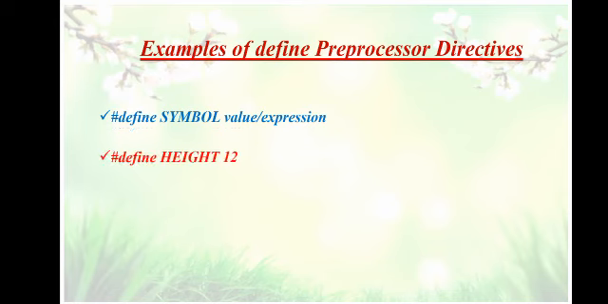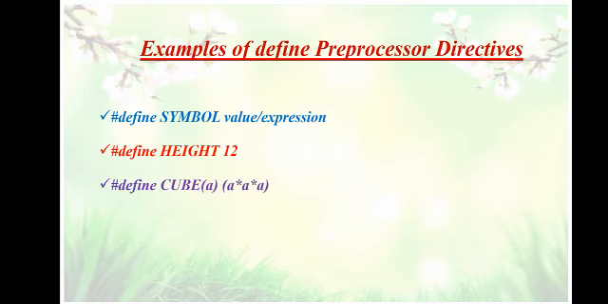Coming to the example of the define preprocessor directive, the syntax is in front of you: hash define symbol, value or expression. Then hash define height 12. Now the symbol is height and the value is 12. Wherever height is used in the program, it will be replaced with 12. Second is hash define cube, where we are giving the variable a. It's up to you whether to use a, b, c, d, e or f.